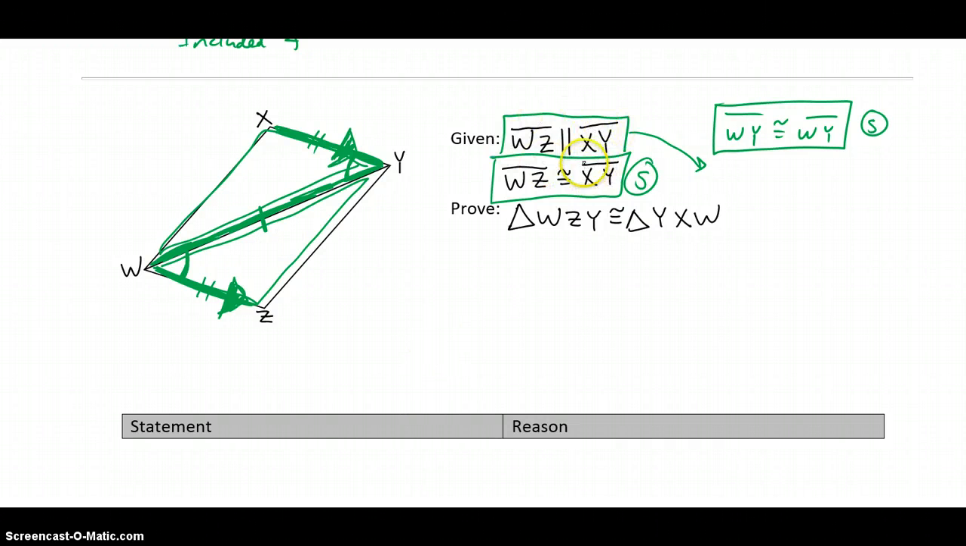Because these two lines are parallel, angle, well, I can't just name this angle W, I need to use three letters. ZWY is congruent to angle, again I'm going to use three letters to name this, XYW.